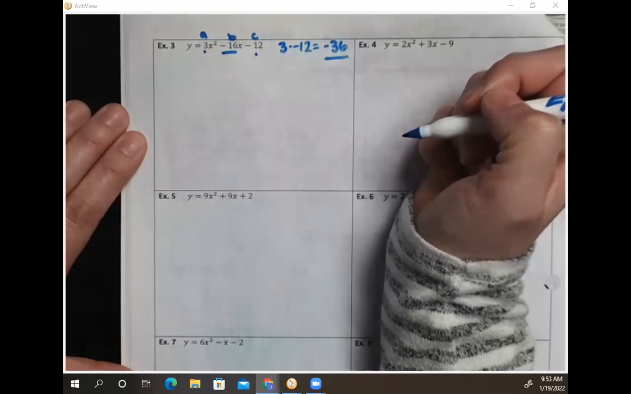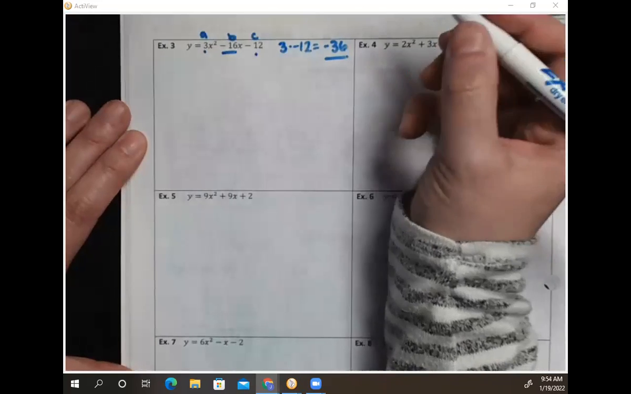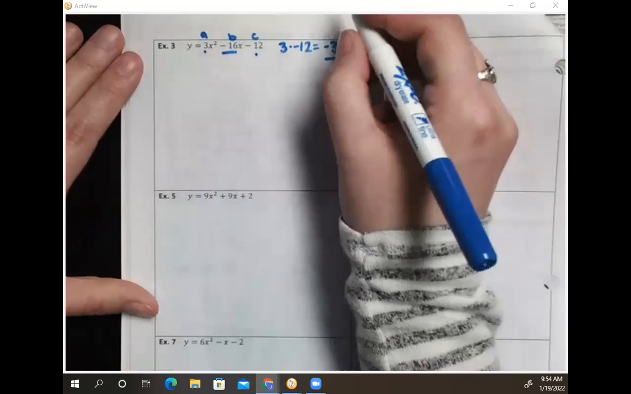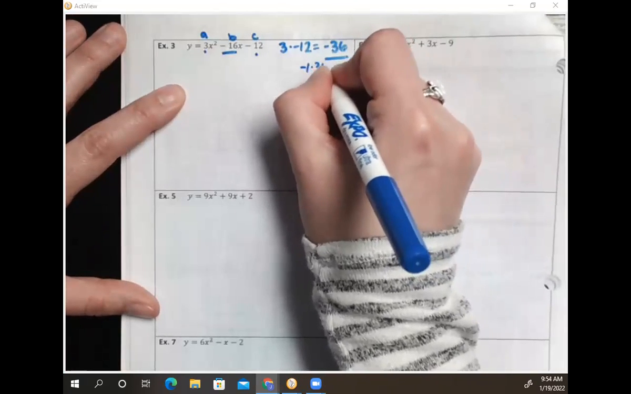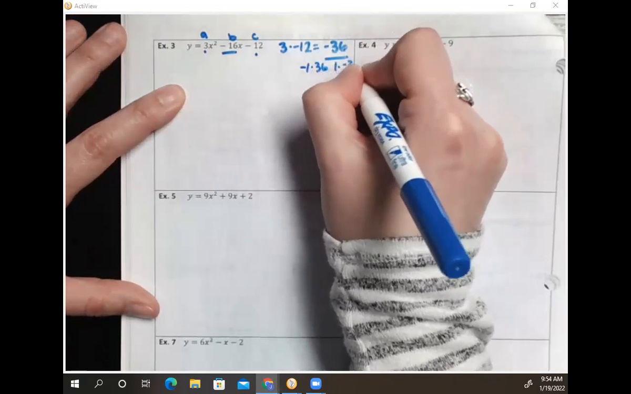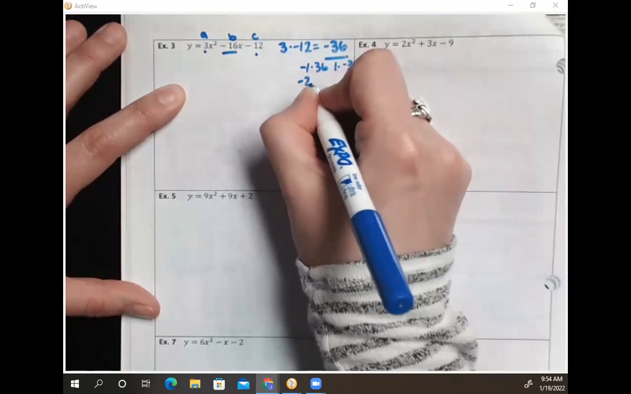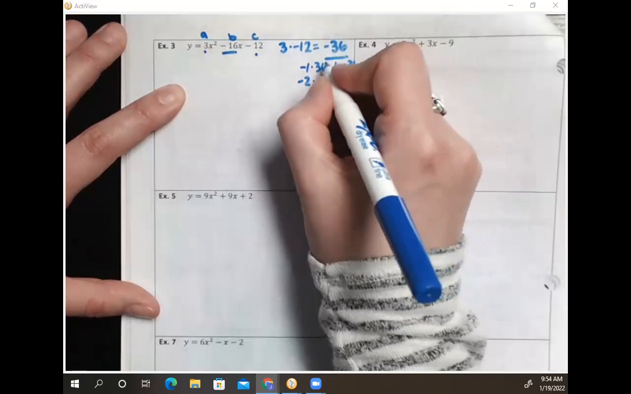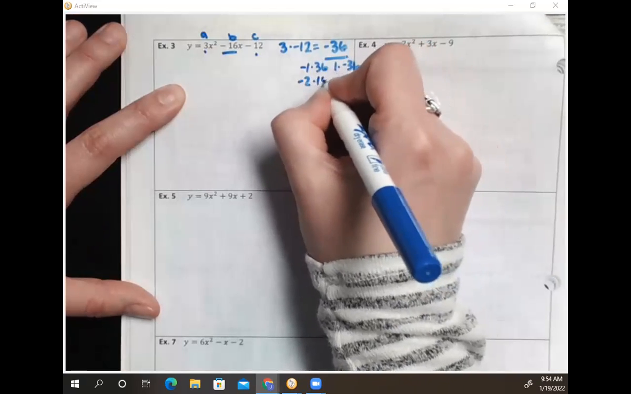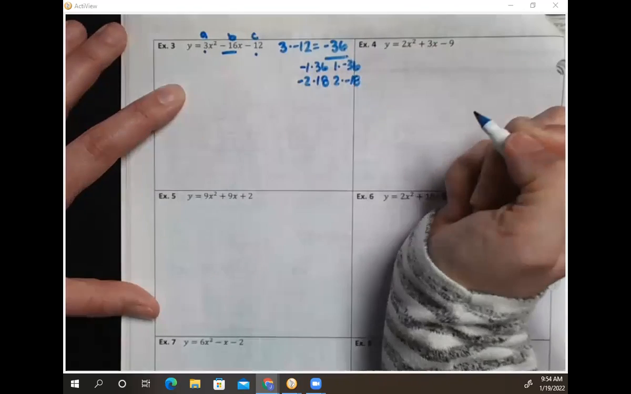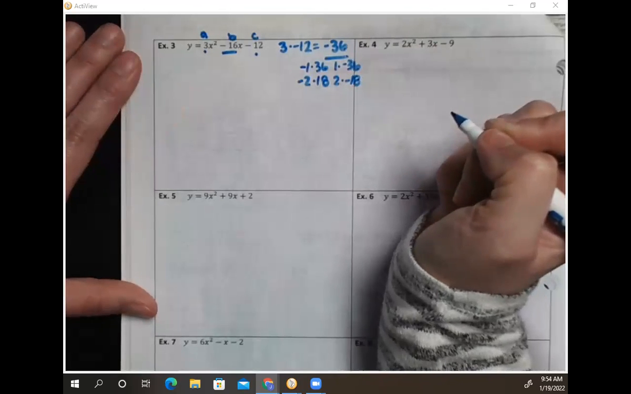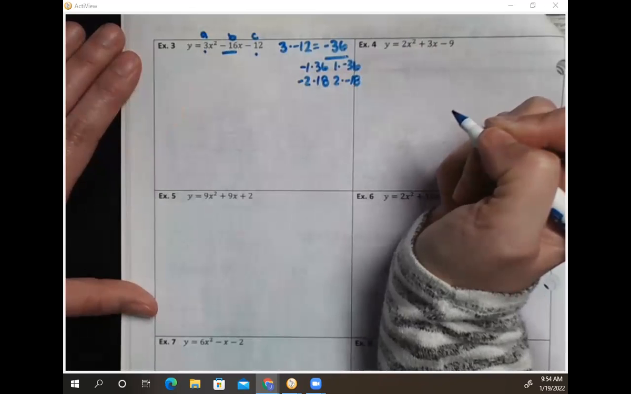You might need to make a list for this one. For this first problem, I'm going to go ahead and make a list on this one. If you found those factors already, that's great. This would be negative 1 times 36, or 1 times negative 36, negative 2 times 18, or 2 times negative 18. Oh, I'm going to stop my list here. Why would I stop my list here?